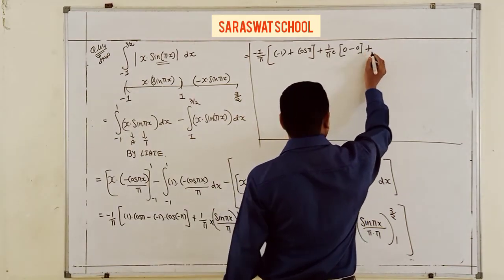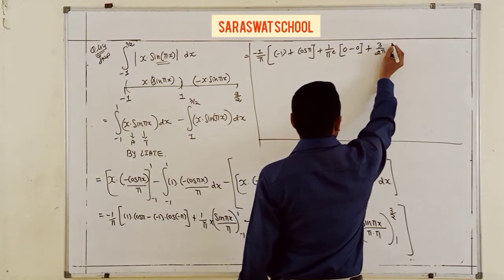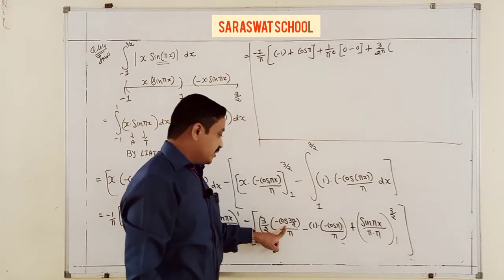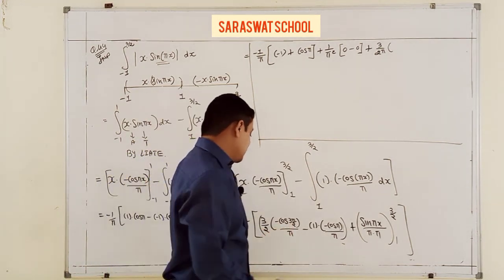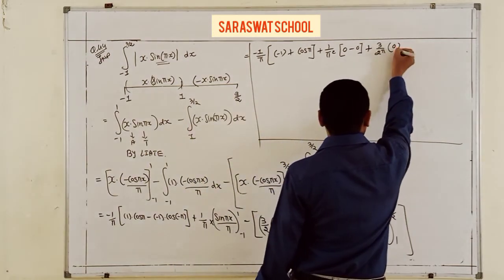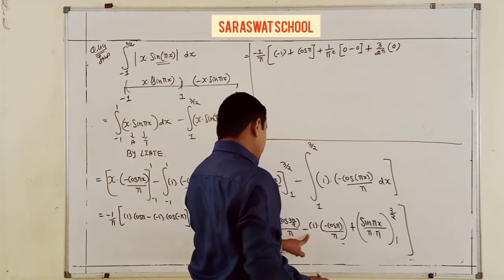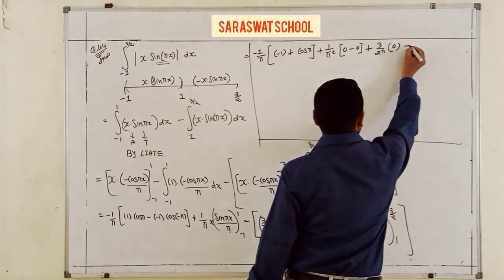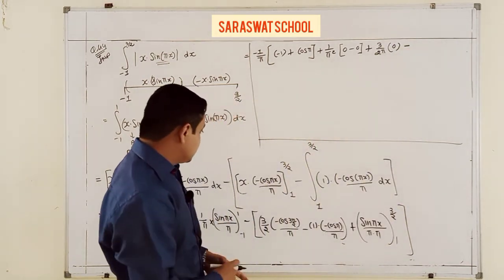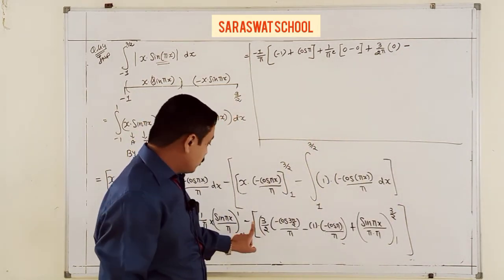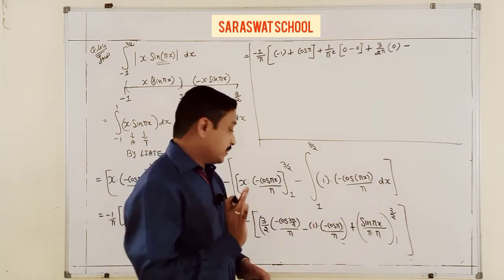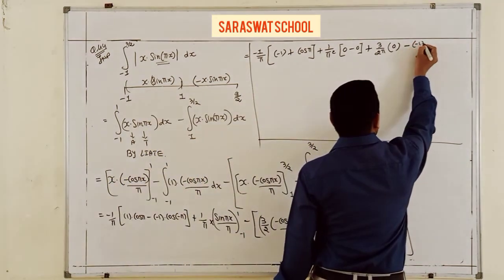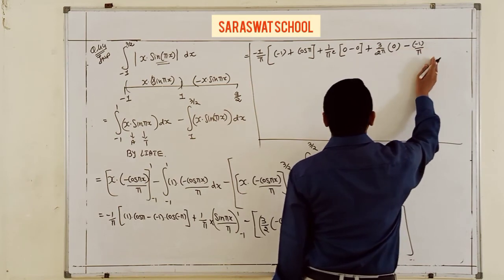3 by 2 pi. Here, students, cos 3 by 2, how much? 0. Yes, cos 3 by 2 is 0. And minus, minus, and this minus, total minus. And that also, students, the upper limit is gone. Now the lower limit: minus, minus, minus is minus cos pi, which is minus 1. And the upper pi as it is.